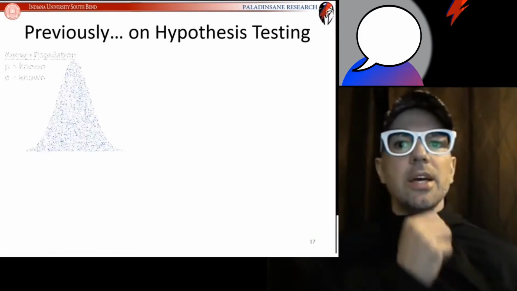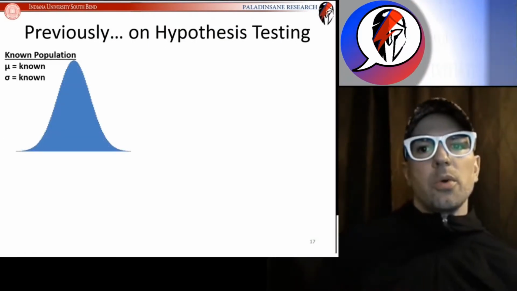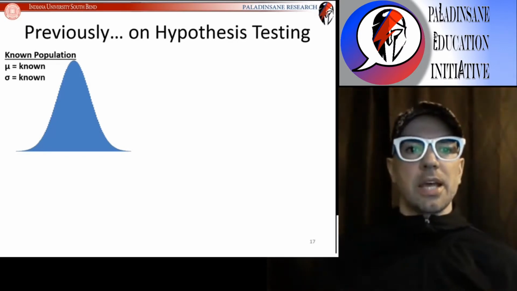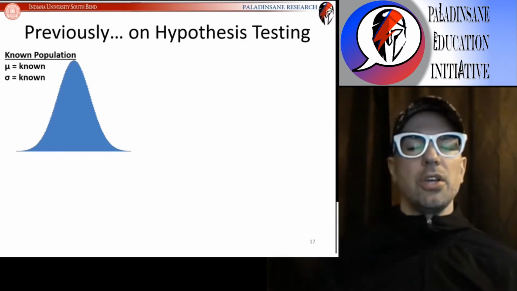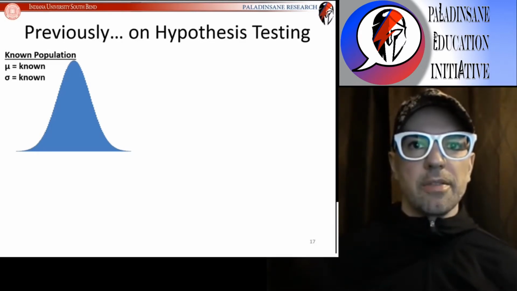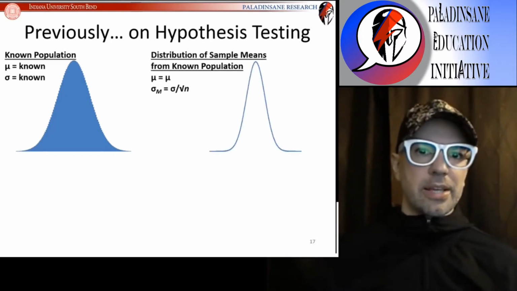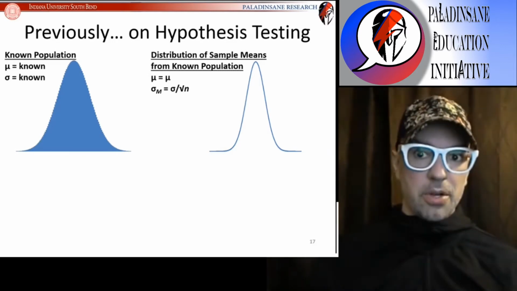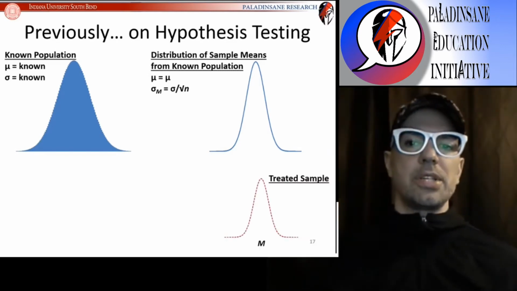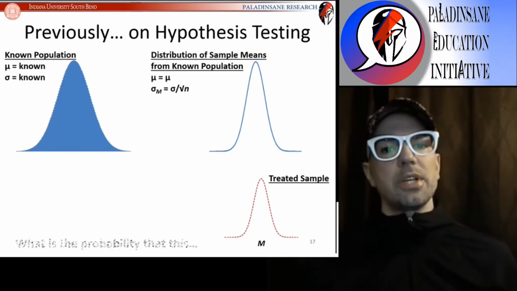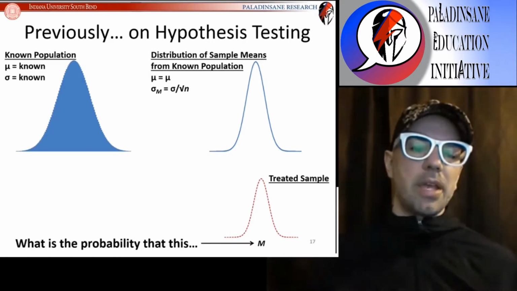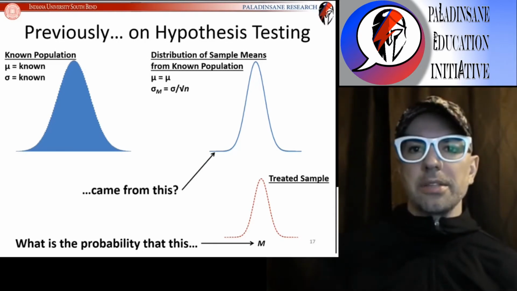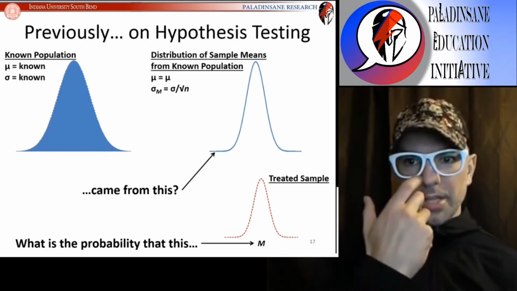So when last we were talking about hypothesis tests, we were always talking about a known population. All of our previous hypothesis tests dealt with a population that we knew the mean and the standard deviation of. And from that, in chapter 6, we learned how to calculate the comparison distribution, your distribution of sample means from your known population. And from that, we would take a sample, we would treat it, and then we would discover, for that treated sample mean, what's the probability that it actually still came from the distribution of sample means? What's the probability that it still belonged to that distribution?